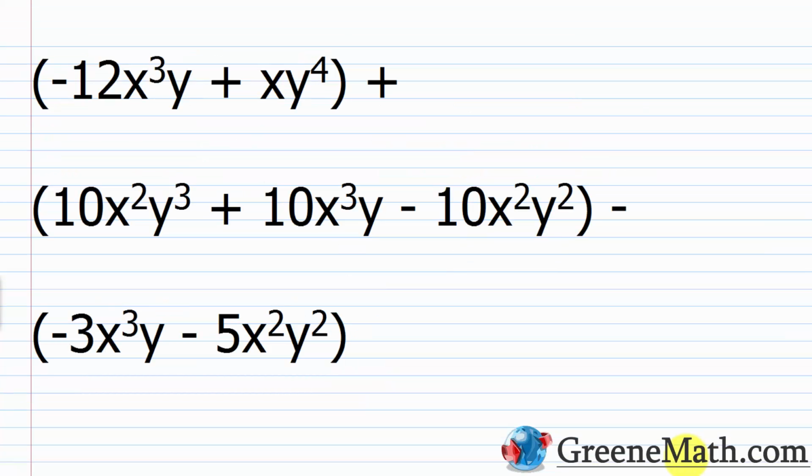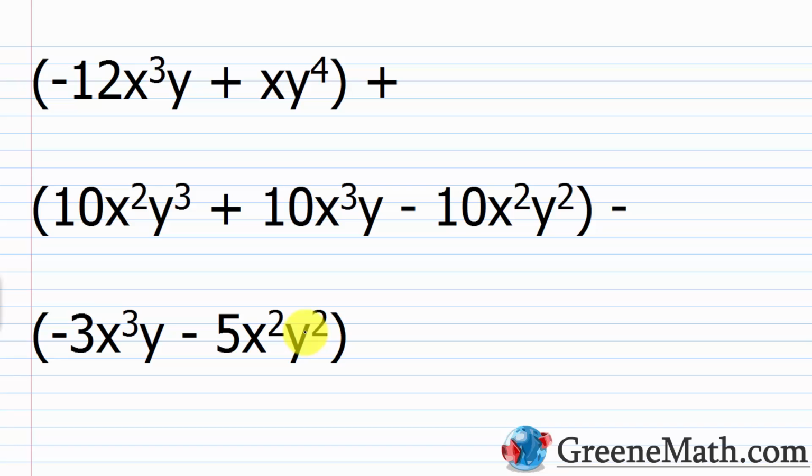All right, let's take a look at one more problem. And then you should have enough review on this to be able to tackle pretty much any problem that deals with adding or subtracting polynomials. Very, very easy concept overall. So we have -12x cubed y plus xy to the 4th power. Then plus, we have 10x squared y cubed plus 10x cubed y minus 10x squared y squared. Then minus -3x cubed y minus 5x squared y squared.